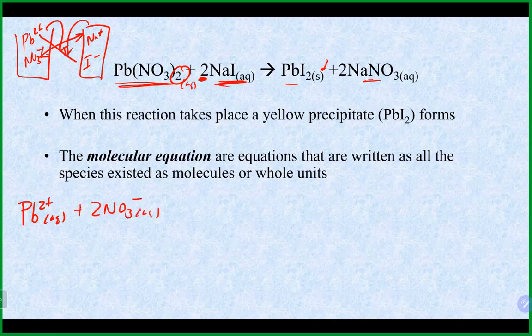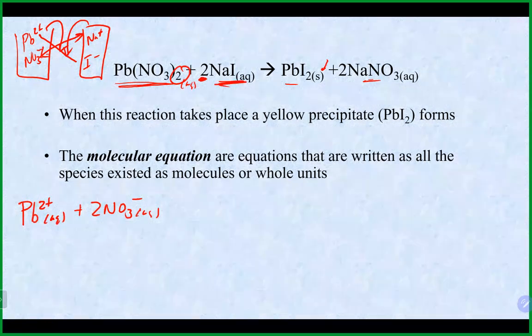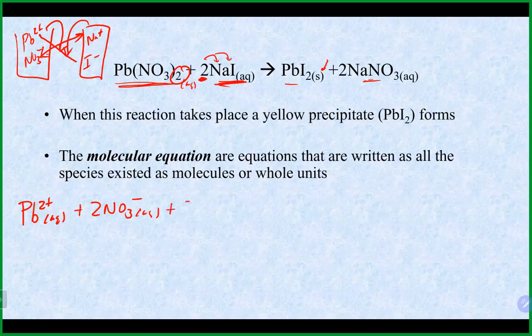This one here is a strong electrolyte as well, which means it will break apart. And that 2 gets distributed to everybody behind it when we break it apart, and we would end up with 2 sodiums and 2 iodides.